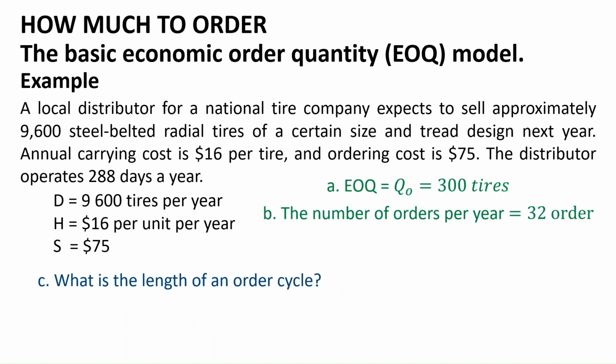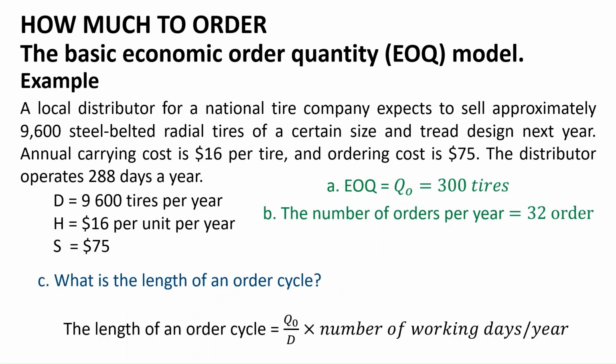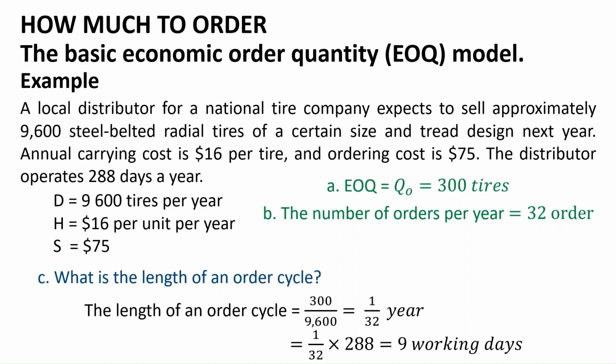To find the length of the order cycle, we have to divide Q0 by D and multiply the result by the number of working days in a year. The length of the order cycle equals 300 divided by 9,600, equals 1/32 year. Multiply this result by 288, which equals 9 working days.